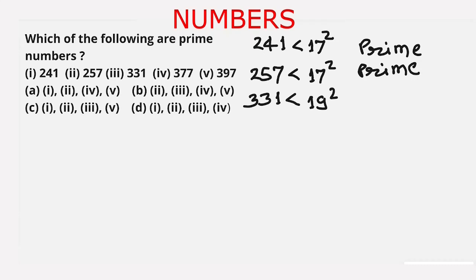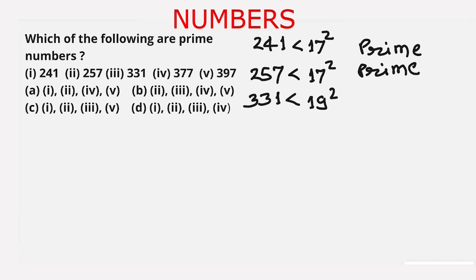It's not divisible by 3 as the sum of the digits is not divisible by 3. It is not divisible by 5. It is not divisible by 7. We verify for 7. 7 times 4 is 28. Balance is 5. We carry 1. And 51 is not divisible by 7. So 331 is not divisible by 7.